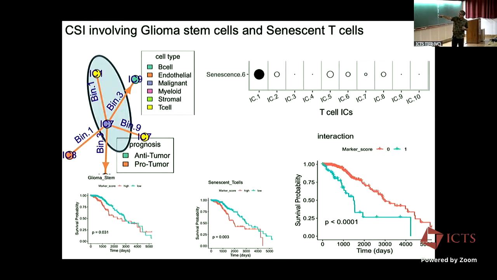So stem cell by itself has some prognostic power. Senescent T cells have some prognostic power. When you combine them, it has much greater prognostic power, right? The colors are interchanged here, I think. Okay.